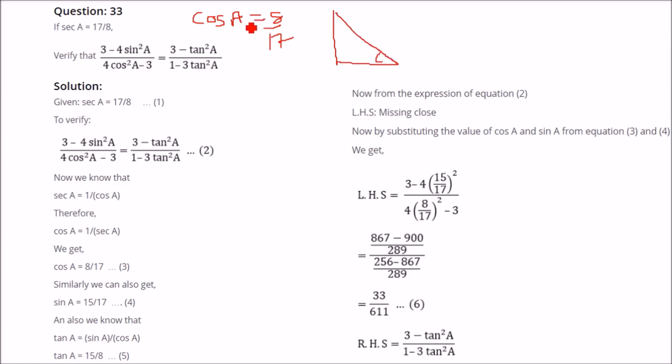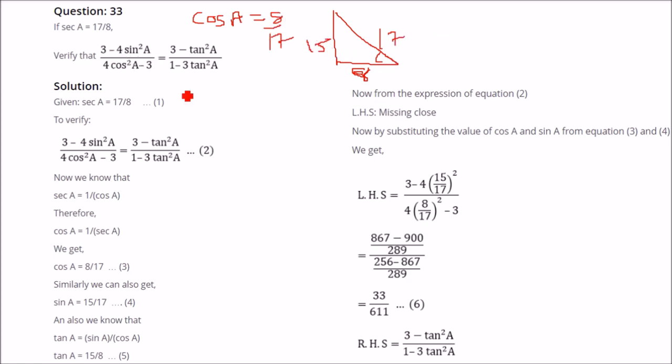Cos A is base upon hypotenuse. This is 8, this is 17. So we have to find 17 square minus 8 square under root, which actually came as 225. So it will be 15. I'm directly doing it because we have already done this question earlier.